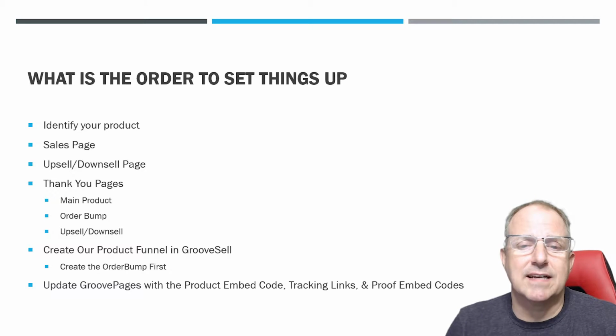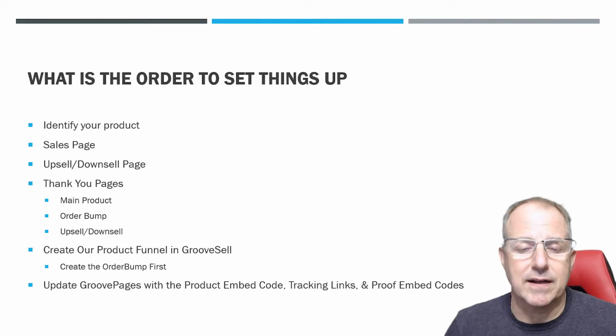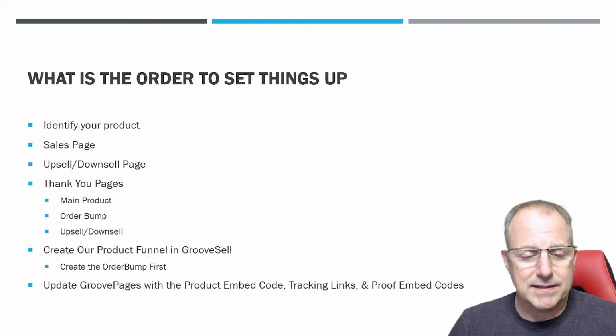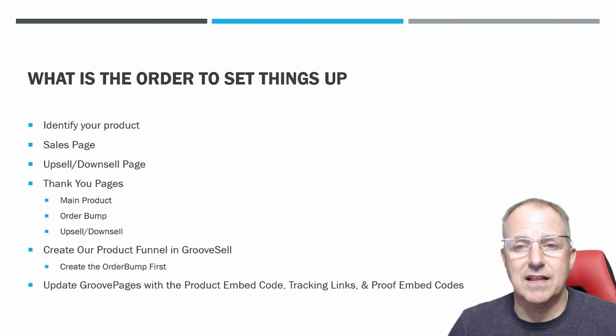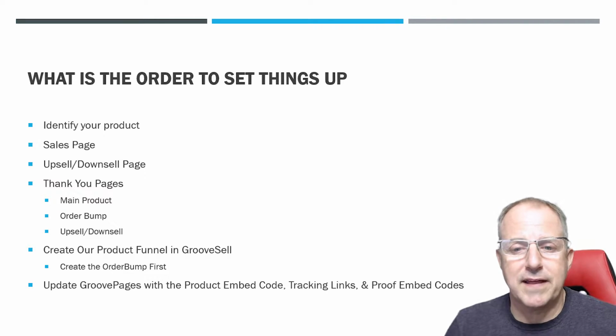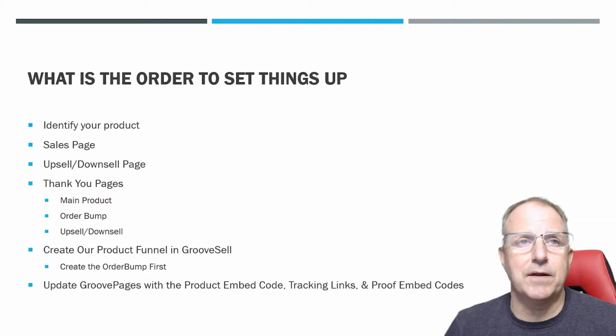Now there's a specific order in which we need to do these things, so what we're going to do next is go over that order. The first thing we're going to do is identify our products, and I'll show you what I mean by that in a minute. I like to track everything on a spreadsheet. It just makes life a lot easier. So when I talk about identifying the products, that's really setting up that whole spreadsheet.